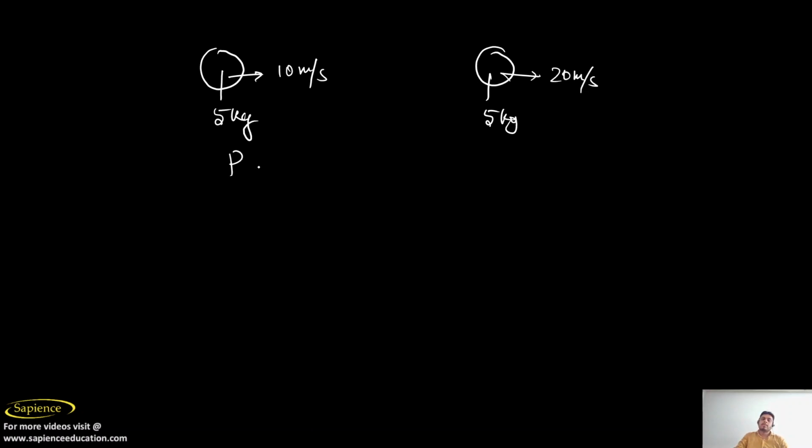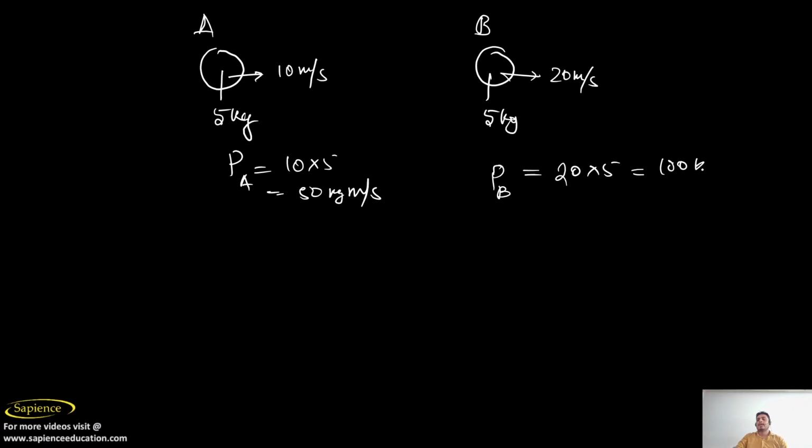So how much momentum does it have? 10 into 5, so this will be 50 kg meter per second. And for this object, for example this is object a and this is object b, what will be the momentum of b? The momentum of b will be 20 into 5, so this will be 100 kg meter per second. See, in spite of being the same mass, it has more momentum. Why? Because it has more velocity.